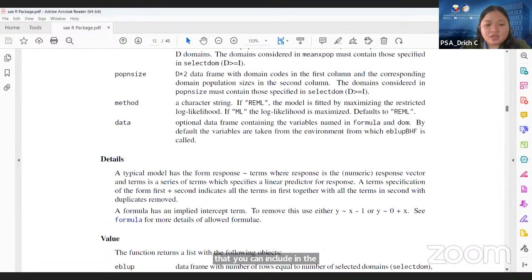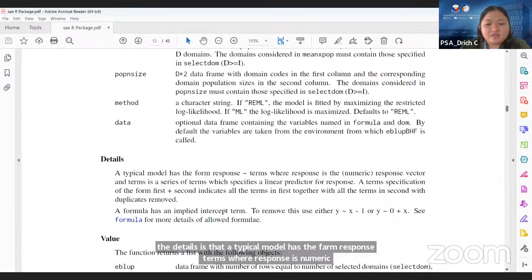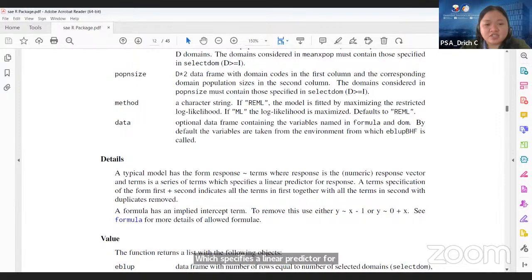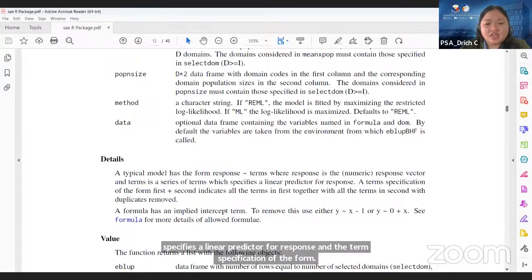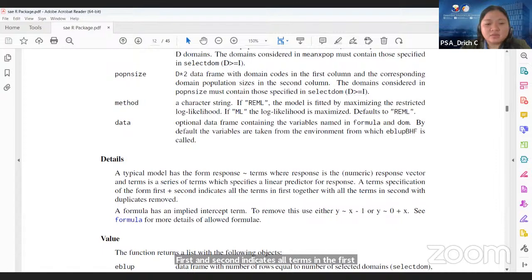So the details are that a typical model has the form response ~ terms, where response is numeric, which specifies a linear predictor for response, and the term specification of the form first + second indicates all terms in the first together with all the terms in the second with duplicates removed.